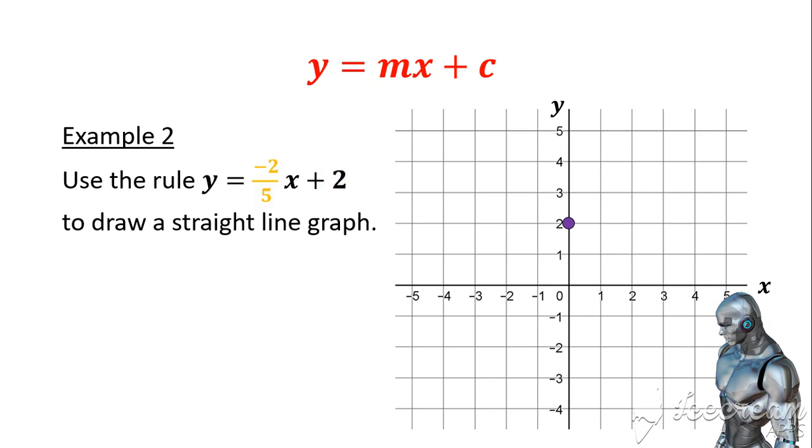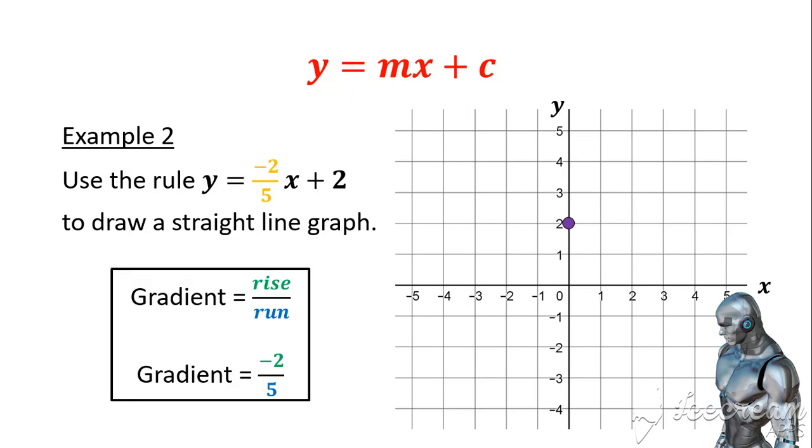Let's turn our attention to the gradient, negative 2 over 5. We know the gradient is rise over run, so it rises up negative 2 and runs across 5. Now the negative means it's actually going downhill. It's going to be a negative gradient.